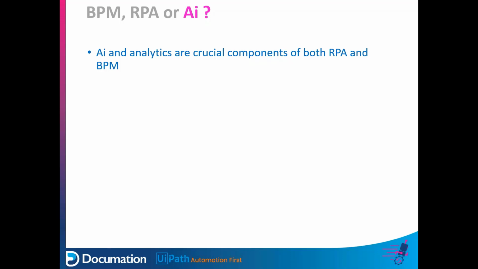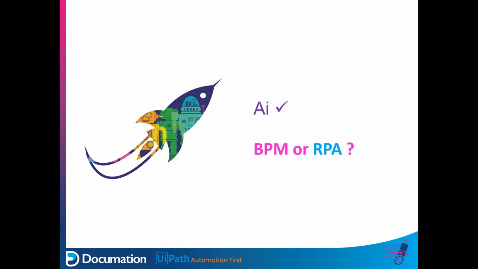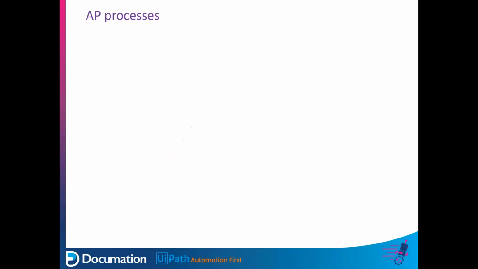So, BPM, RPA, or AI. AI and analytics are crucial components of both RPA and BPM. And in that sense, artificial intelligence stands apart from this debate. But with robots and artificial intelligence and analytics, we combine those together and we have the power to create intelligent automations. So, we've established that AI will be an essential part of our automation journey, whichever software we use. And how do we choose between BPM and RPA? They're both tools which can automate and improve processes. So how do you choose which software to implement? And how might they apply to AP?